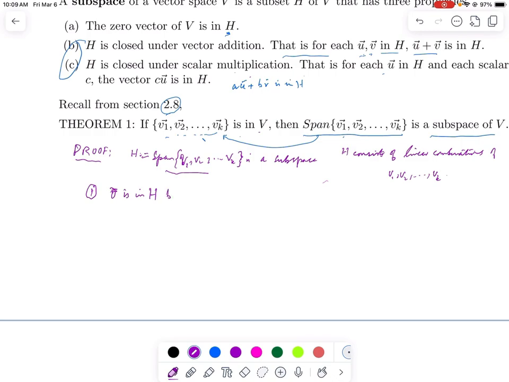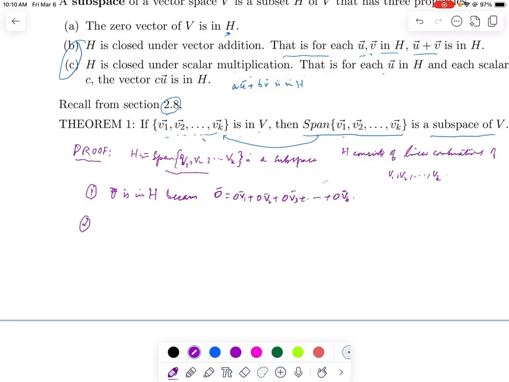Why? Because 0 can be written as 0 v1 plus 0 v2 plus 0 v3 plus so on plus 0 vk. So I have written 0 as a linear combination of v1 up to vk. Therefore, 0 is in H.